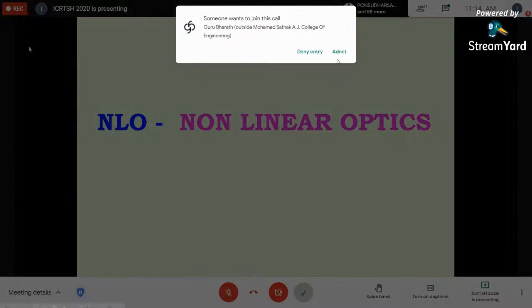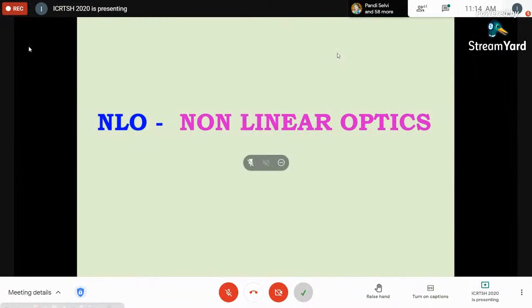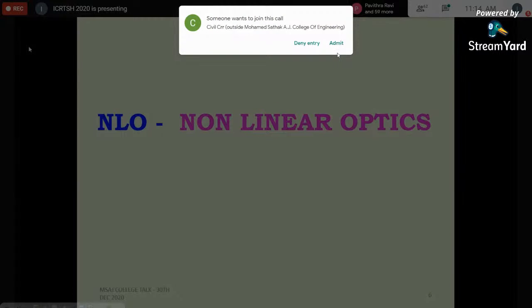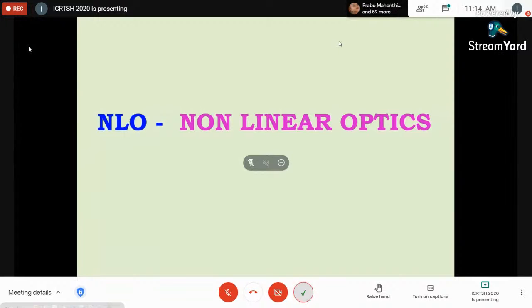Yeah, thank you. So this non-linear optical property is said to be an important one for crystals or materials to analyze the enhanced properties, especially in filter applications. This is the representation for the NLO, non-linear optical materials. Next slide, please.